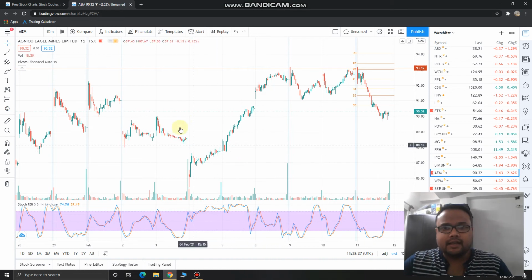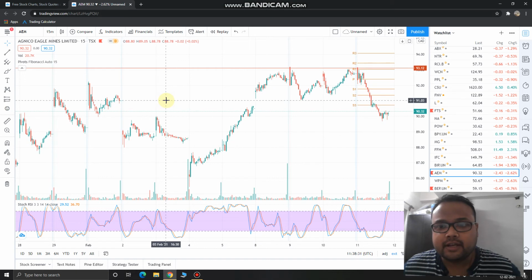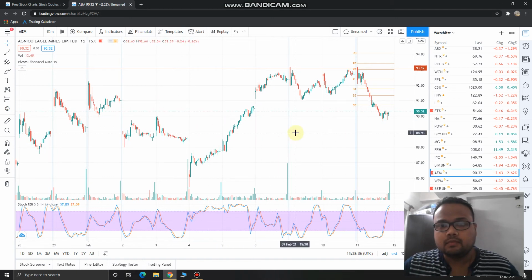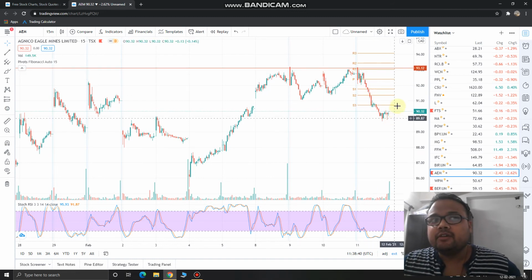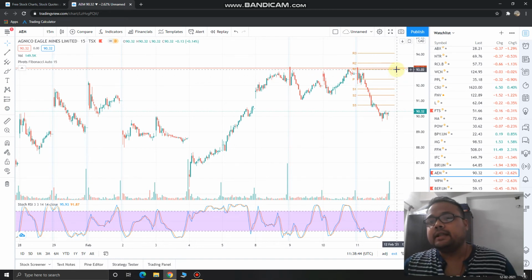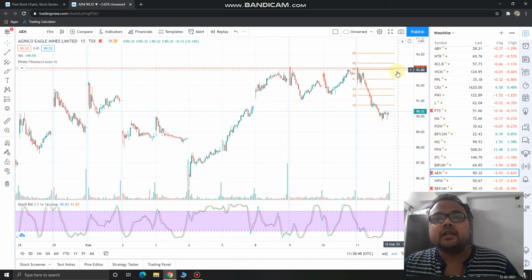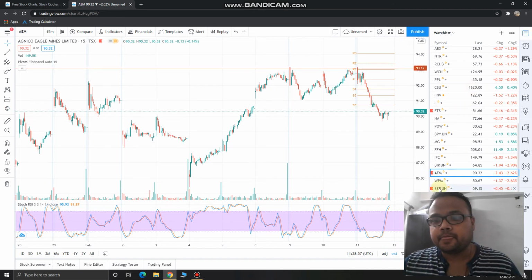Agnico Eagle. Not much to say. Right now trading at 90.32. This should be a no trading zone. I'll say do not trade here. If it reaches this level, 93.12 level, then you can short it. And if it gives a breakout after reaching this level with some good volume, then you can also go ahead and buy, because that will be a proper breakout.